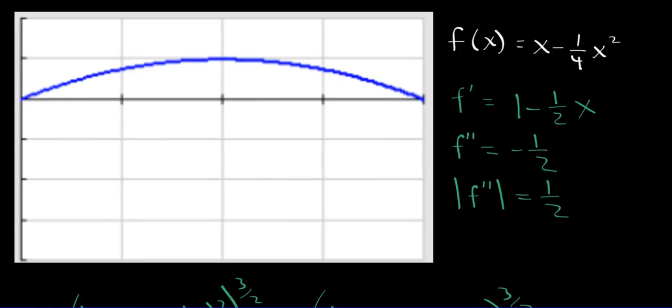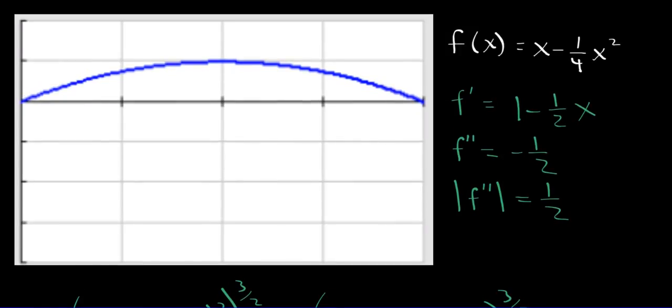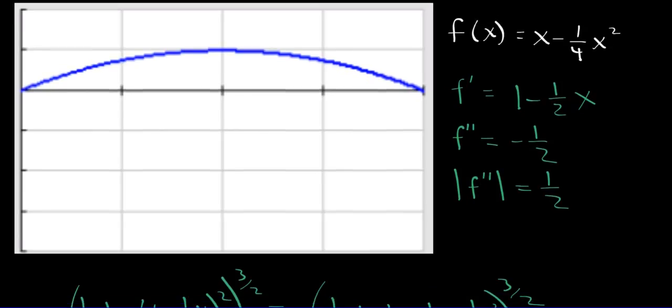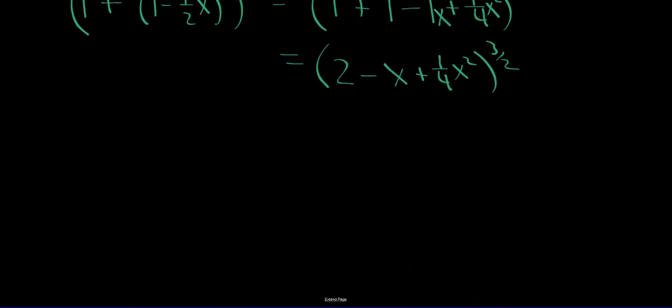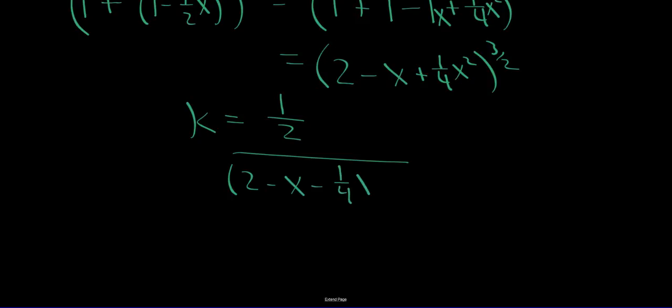Now, here's what I want to do. I want to find the curvature at 2. Let's suppose I want to find the curvature at 2. So here's what we have. We have this formula. The second derivative was just 1/2. So here's curvature: it was 1/2, and on the bottom we had 2 minus x plus 1/4 x squared to the 3/2. So I want to find the curvature at x equals 2.